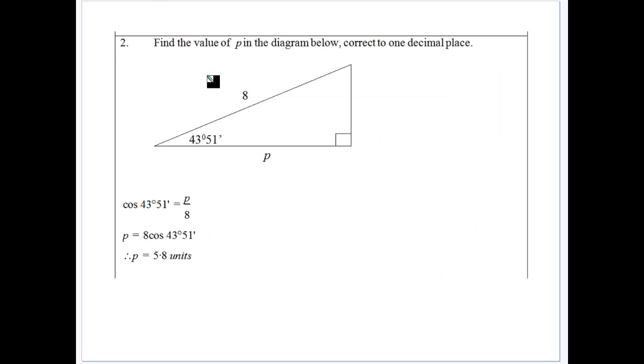Finding p in this case, we've got 43 degrees 51 minutes as our angle. So again, we can use degrees and minutes. We've just concentrated on degrees before, but that's okay. Again, you should be able to put that in your calculator. So set up the adjacent side over the hypotenuse, so we've used the cosine ratio. Multiplied through by 8 to get 5.8 as our answer.